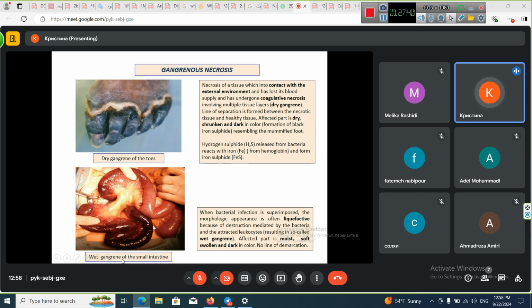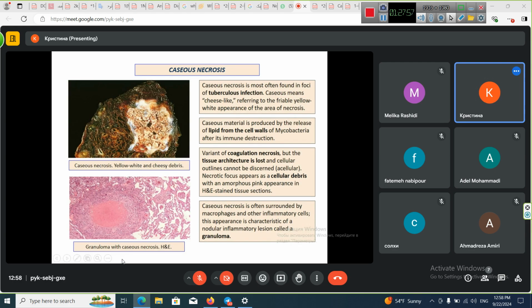Here we see wet gangrene in the small intestine. This area, which has abnormally red and brown color, is the area of the wet gangrene. Caseous necrosis. Here you see the anatomical preparation. This area shows the caseous necrosis, a cheesy-like structure, and the same on the histological preparation.